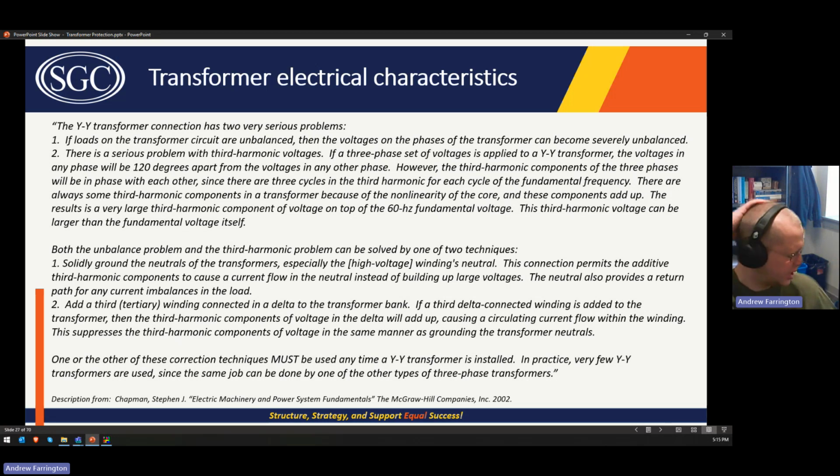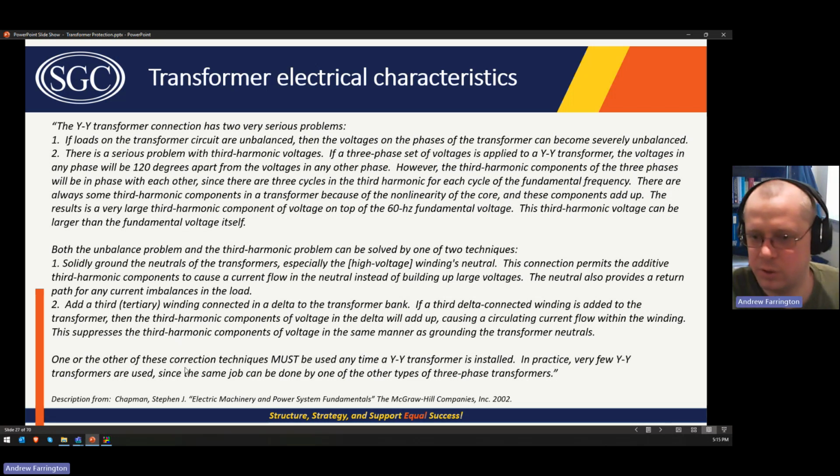So one of the things, I try to be very careful with my language when it comes to whether or not a transformer is a zero sequence path or a zero sequence source. And those are very different. And we'll get into that when we look at the zero sequence impedance diagrams.